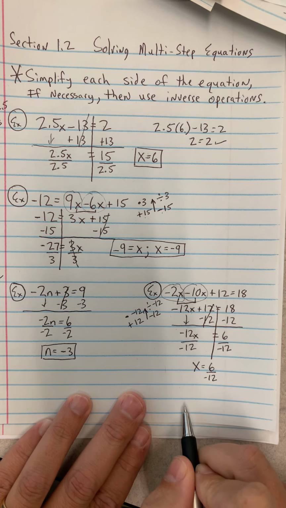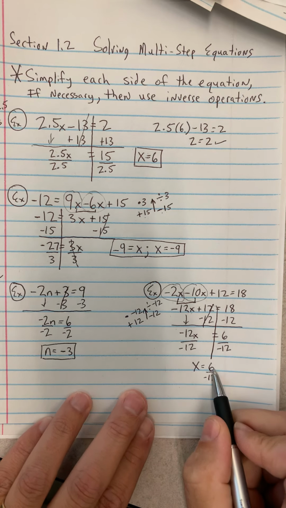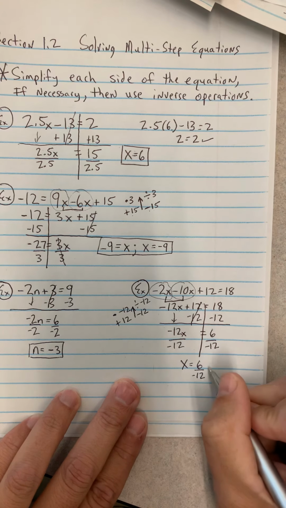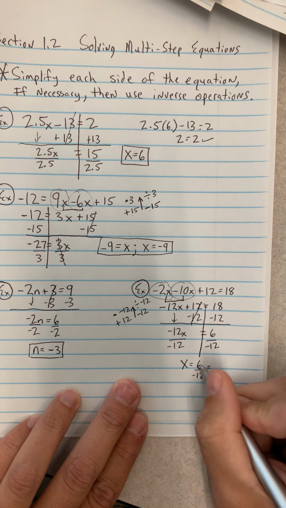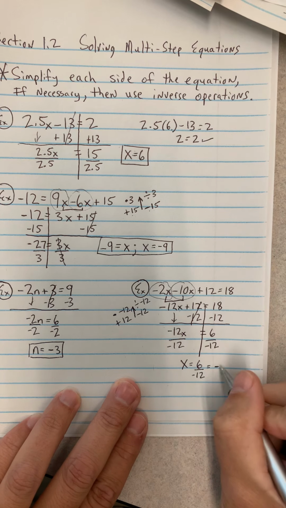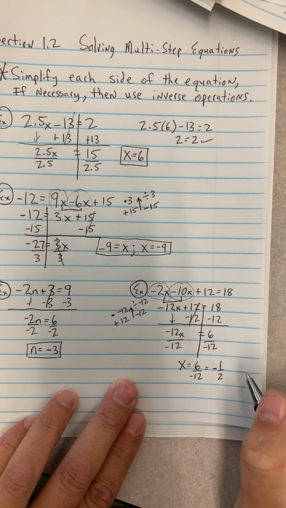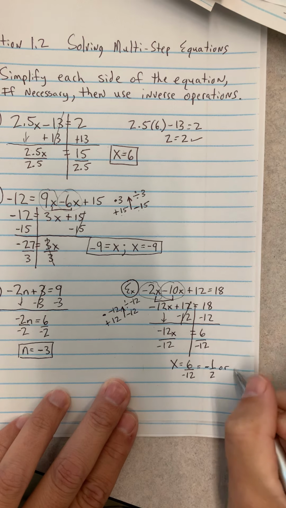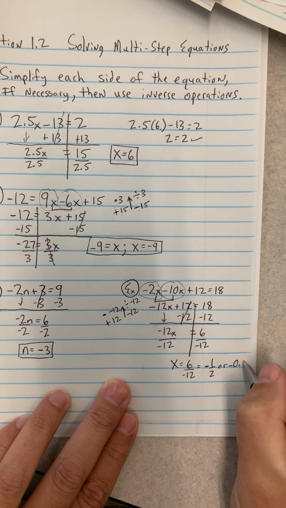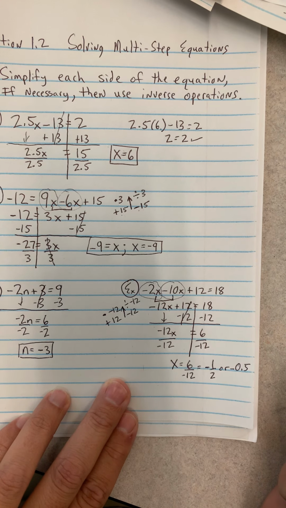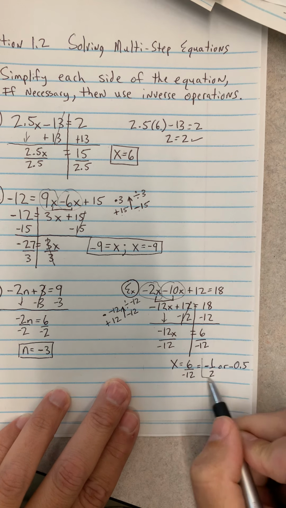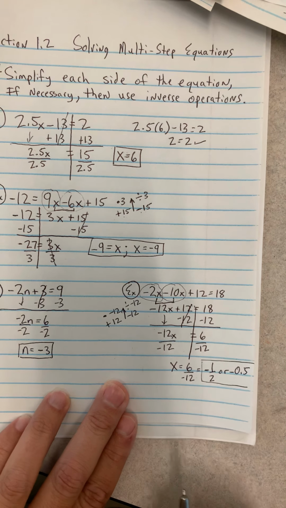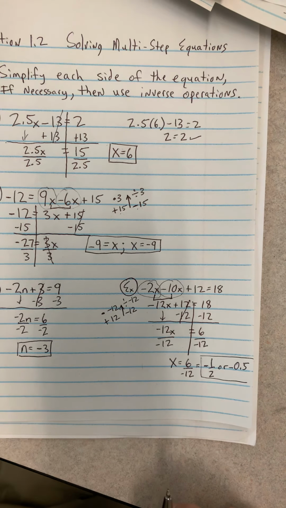This is not simplified. We're always going to have to simplify. 6 divided by negative 12 reduces to negative 1/2. Or you could have negative 0.5. A decimal would be fine in that case as well. Those two are your acceptable answers though, the reduced form of it.